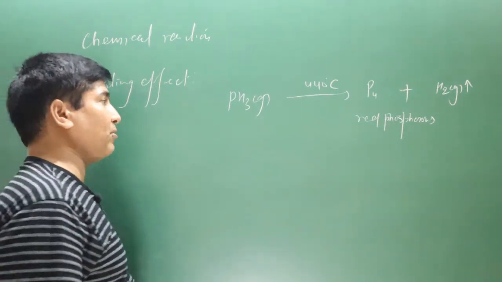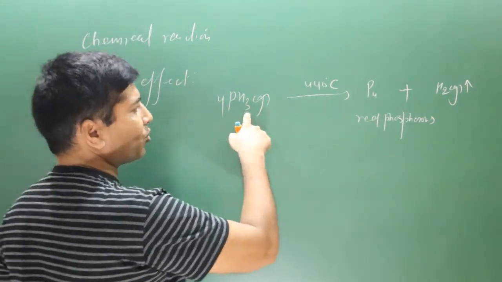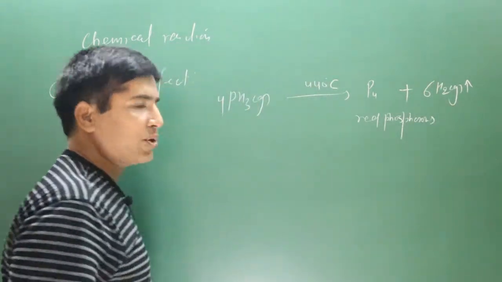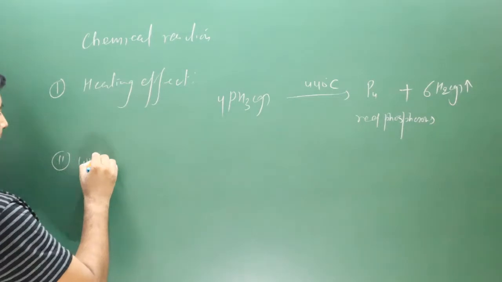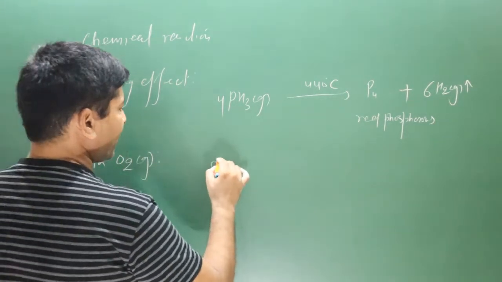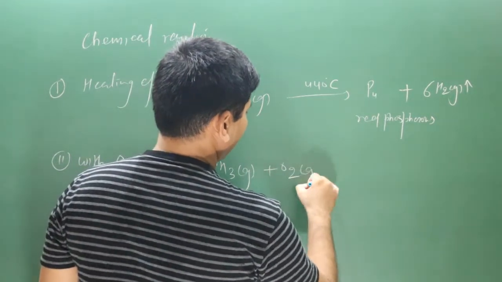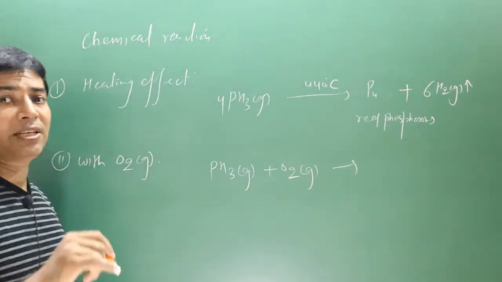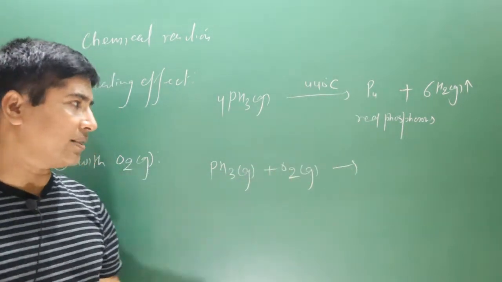Okay, now pay attention carefully. Balance this equation. 4 phosphorus multiplied by 4, 4 times 3 is 12 multiplied by 6. Equation is balanced. Now we talk about the second reaction, that is with air, oxygen gas. Phosphine gas reacts with oxygen, and in this case phosphorus is undergoing oxidation, and it will convert into its highest oxidation state.